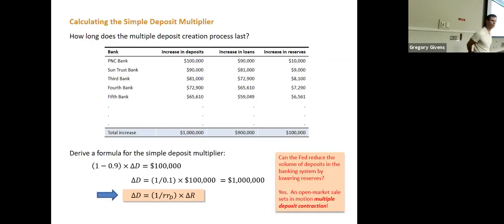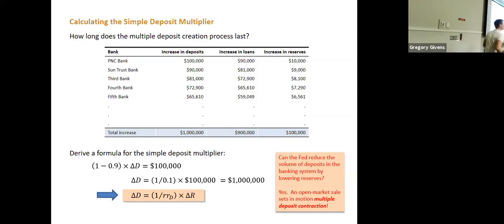Can the Fed reduce the volume of checkable deposits in the bank by lowering bank reserves? How does that work? In our example today, the Fed bought Treasury securities from a bank. Well, what if the Fed sold Treasury securities to a bank? Then bank reserves would have fallen by $100,000. And by the same logic, what would that have set in motion? Not rounds of multiple deposit expansion, but multiple deposit contraction. So the money supply can fall through the money multiplier process in the same way that it rises.